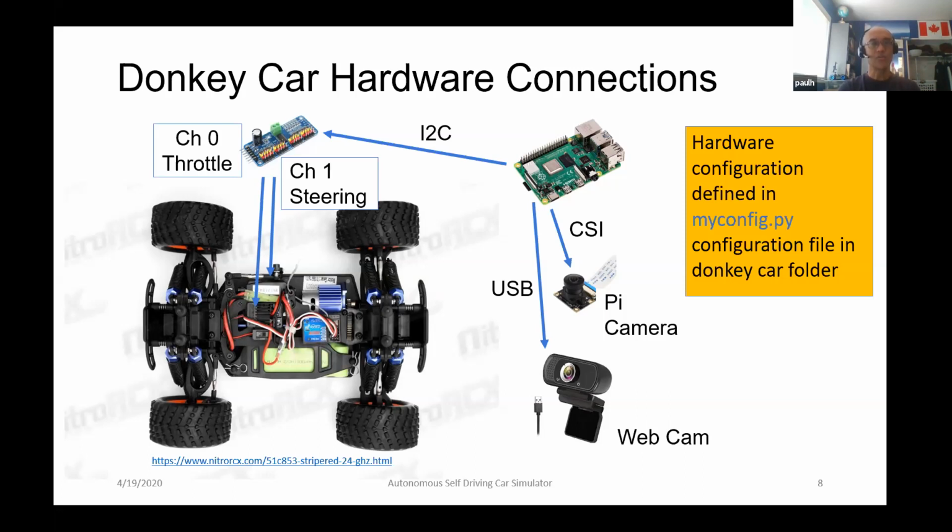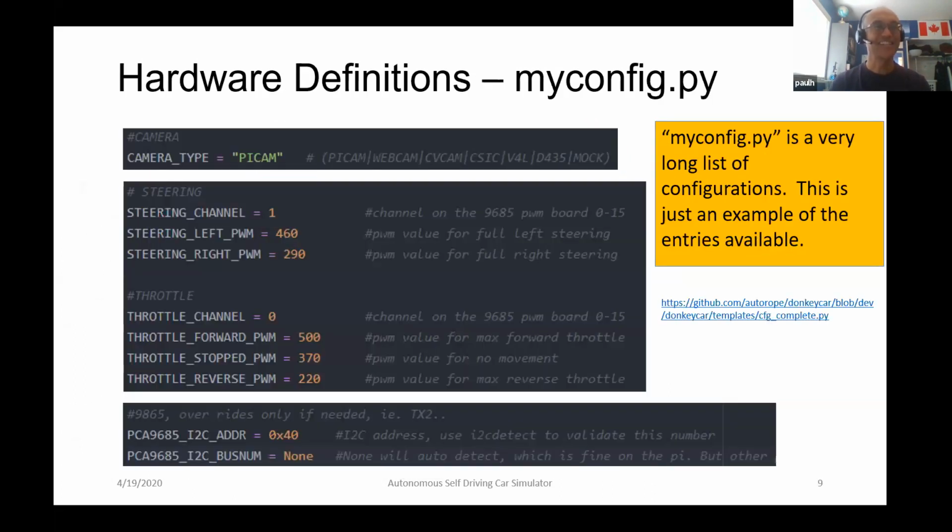My call out there about the hardware configuration: it's defined in myconfig.py, so a lot of the hardware and what hardware you have is defined in there. And I'll talk about that too in subsequent slides. Oh, it's the next slide. Okay, I thought it was a bit further. So in here, myconfig.py, you'll be visiting this file all the time. It's how you configure the behavior of your donkey car. In this context, it's how you configure the hardware.